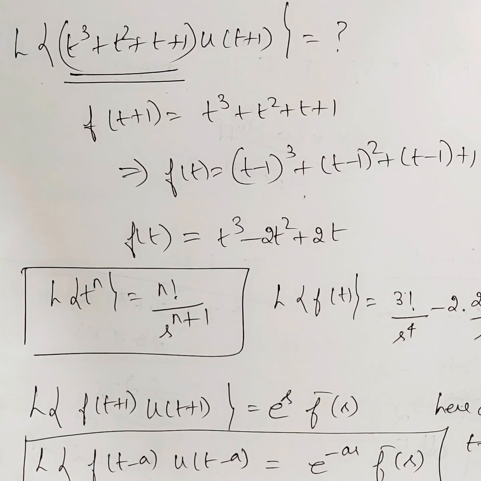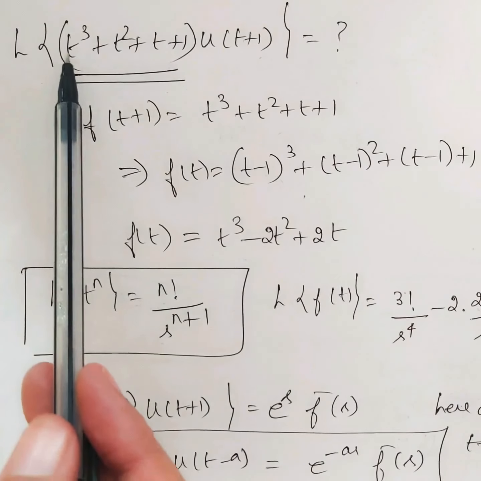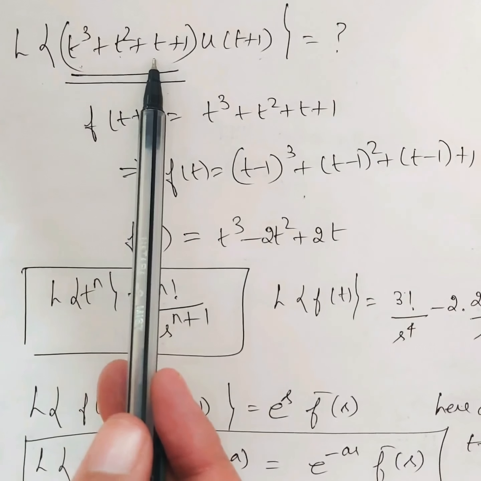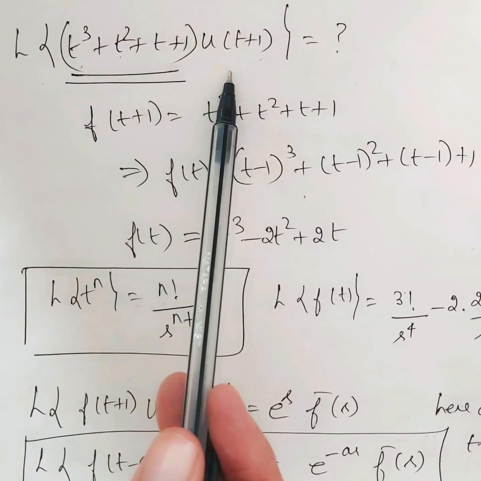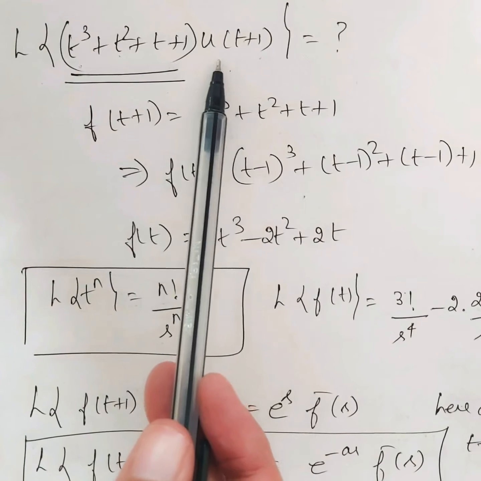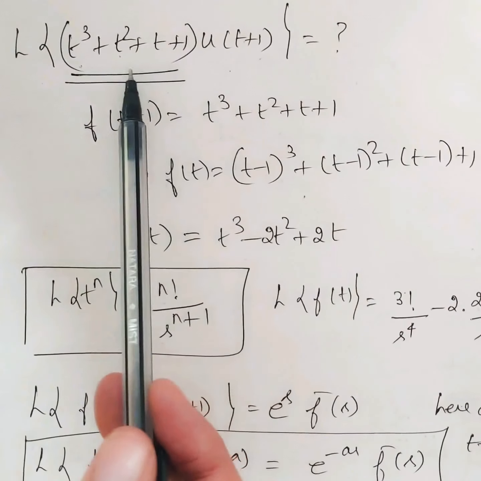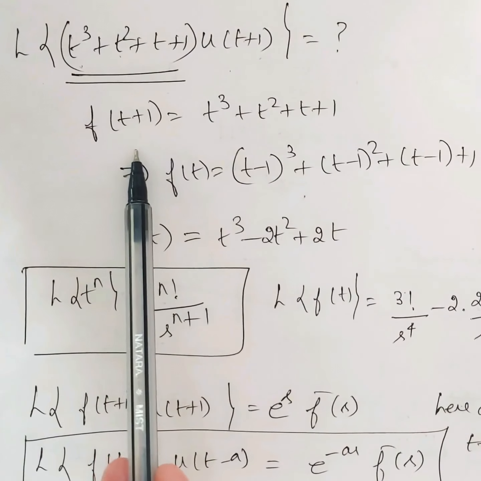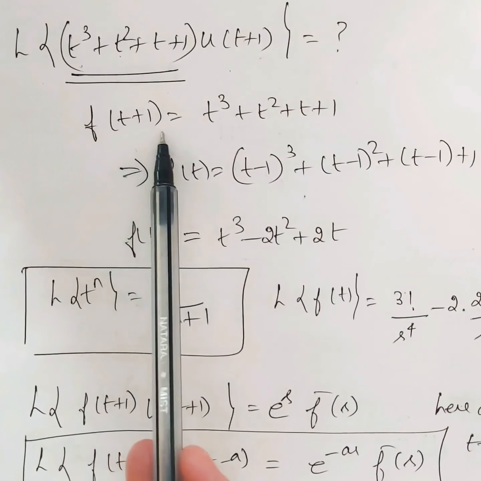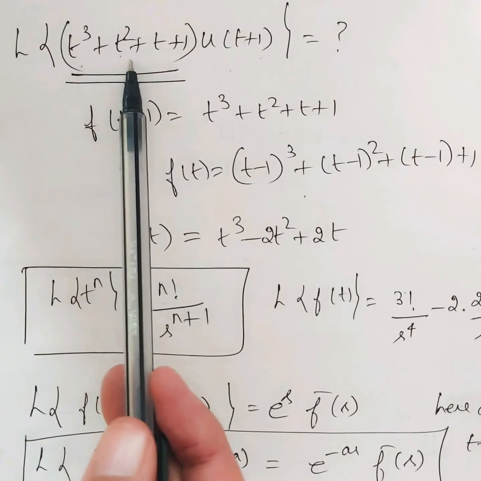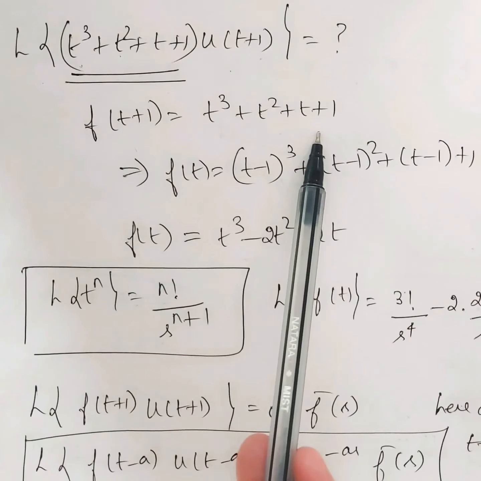This may look easy, but try to solve this problem on your own. Find Laplace of t cube plus t square plus t plus 1 into u of t plus 1. So again, u of t plus 1 is there. So what is left over is nothing but f of t plus 1. So f of t plus 1 is equal to t cube plus t square plus t plus 1.